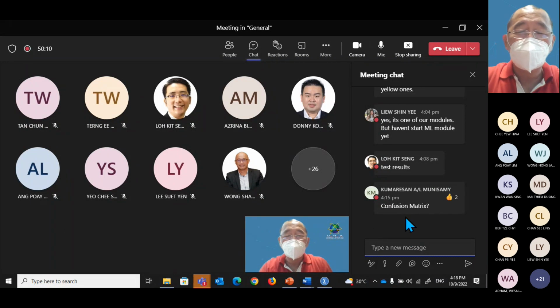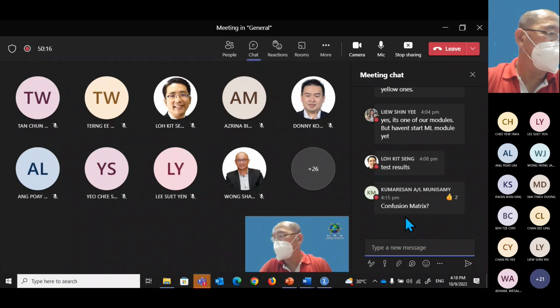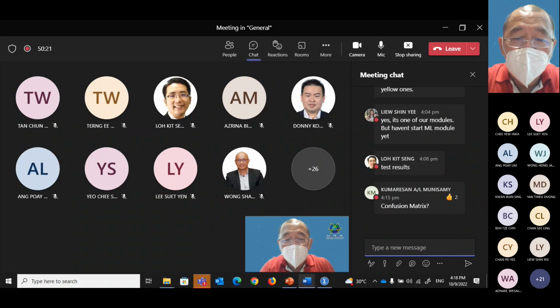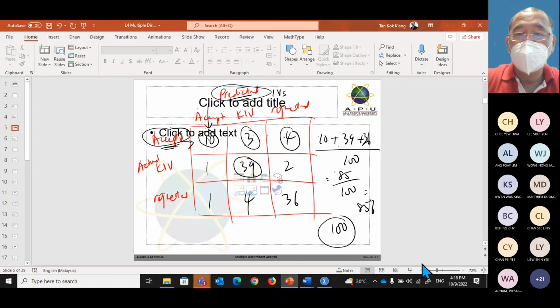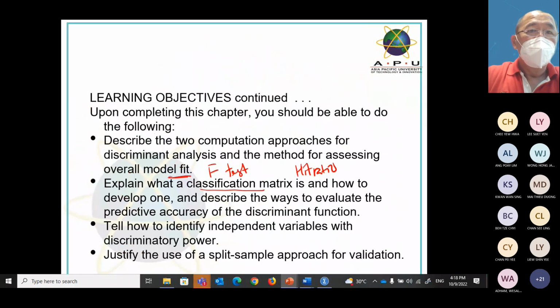Some textbooks call it confusion matrix, some textbooks, it depends. So here we call it classification matrix. If no problem, now we see. So therefore, you must know this. But again, don't worry, we will do this for us.